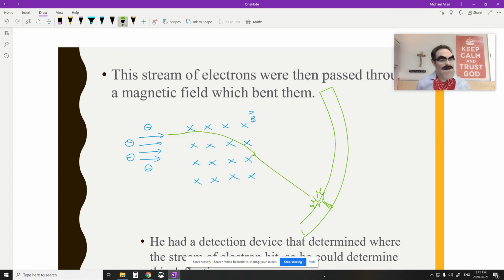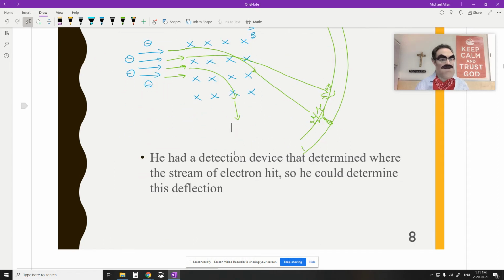Okay, but all these particles are traveling at different speeds. So some are going faster than others, so some will bend in here instead. Some are going slower than others and might actually hit the bottom of this collector and not even hit the detector, right? So we've got all these different speeds, which cause different radii of deflection.